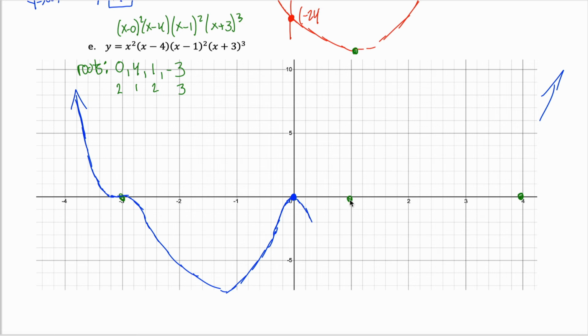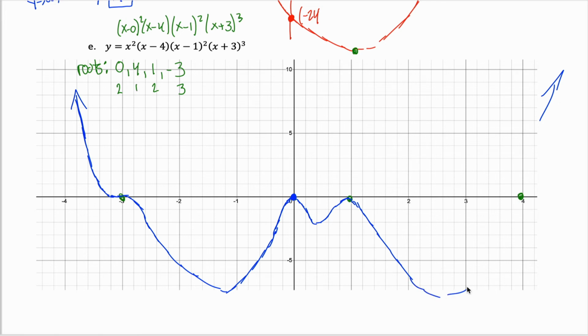The next point of interest is this x-intercept at 1. This root has a multiplicity of 2, so it's going to bounce off that point also. And then the final thing that's going to happen in my graph is this x-intercept of 4. This x-intercept of 4 has a multiplicity of 1.